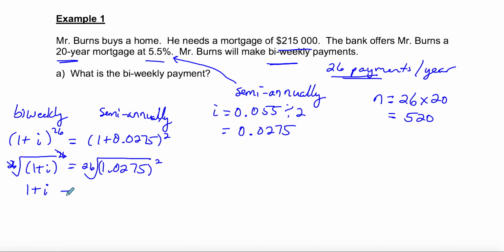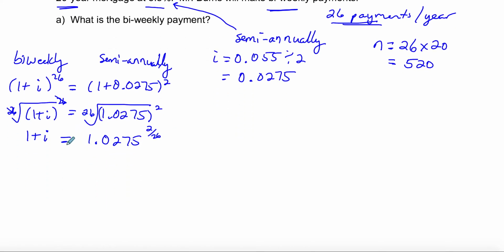But on the right-hand side, what I could do with this 26, I could write this as 1.0275 to the 2 over 26. Is that 26 written as a fraction? And then the denominator is the same thing as the 26 written as a root out front. So one last thing I could do there, anytime I see a 1 + i in my formula, instead I'm going to use 1.0275. I could simplify this fraction, which would be a good idea, to the 1 over 13. So this is what we're going to use here every time we see 1 + i in our formula.